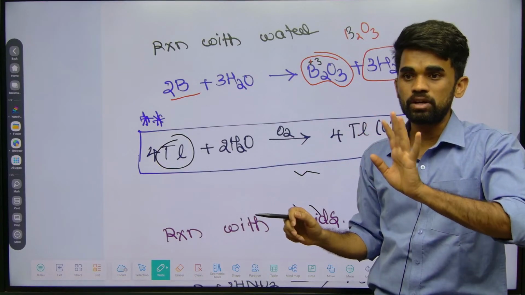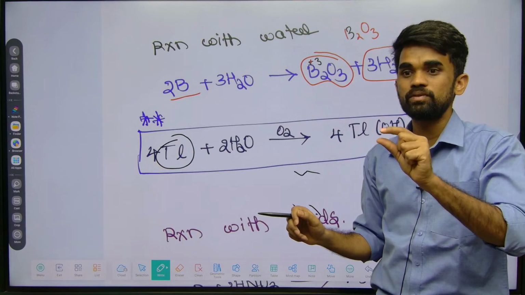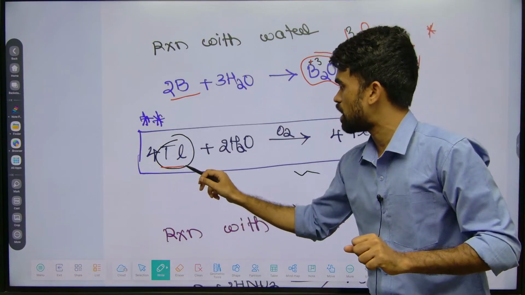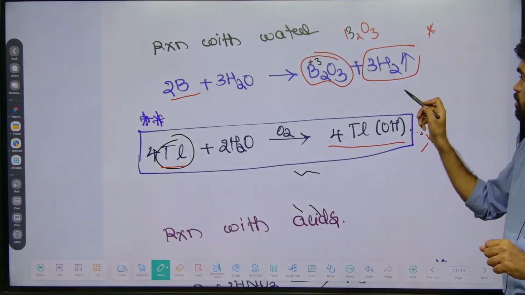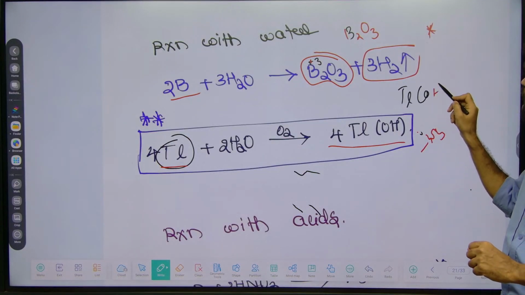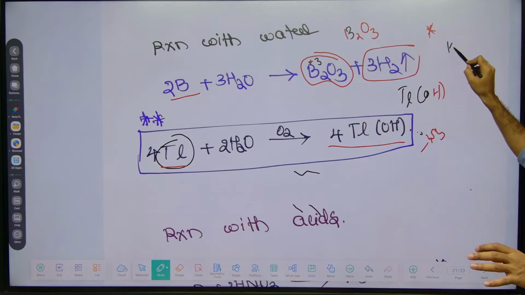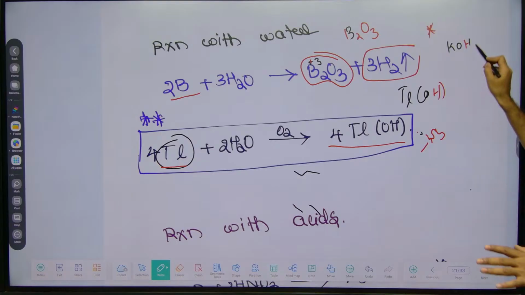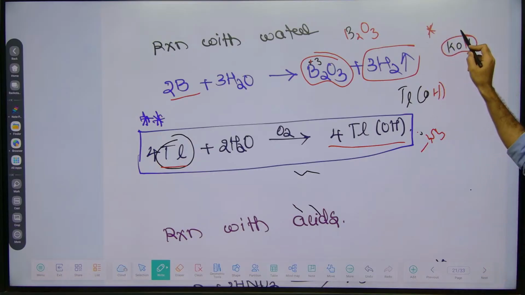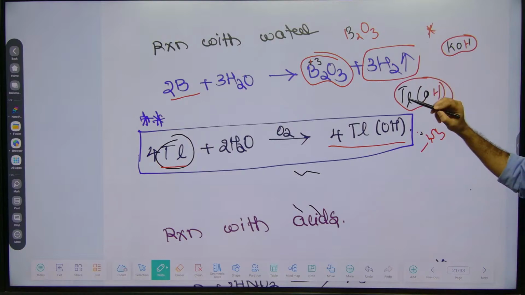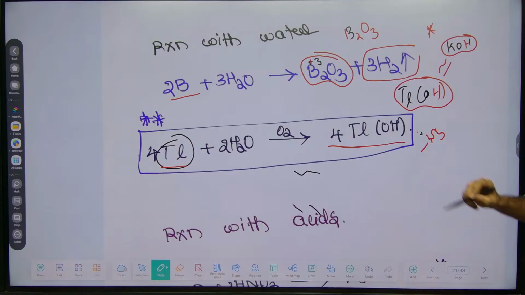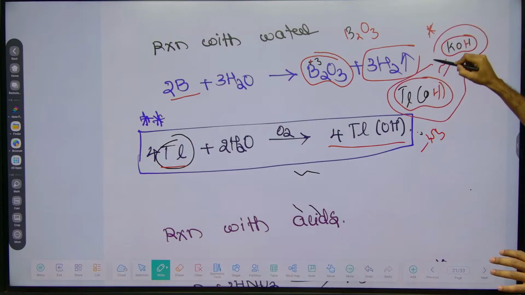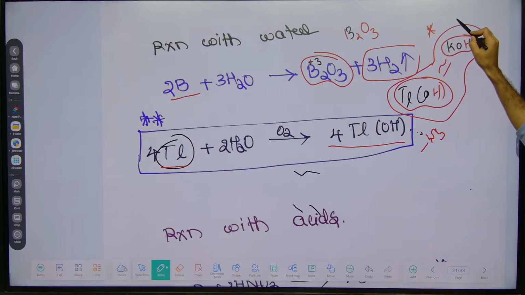If I want to do the same with thallium, we know down the group +3 oxidation state stability decreases. So thallium doesn't want to form +3. It wants to exist in +1. So thallium forms thallium hydroxide. Thallium hydroxide is something like KOH or NaOH, like alkali metal hydroxides, which are strong bases. Similar to that, thallium hydroxide's basic nature is almost equal to that of NaOH or KOH. Remember, this is an important point.